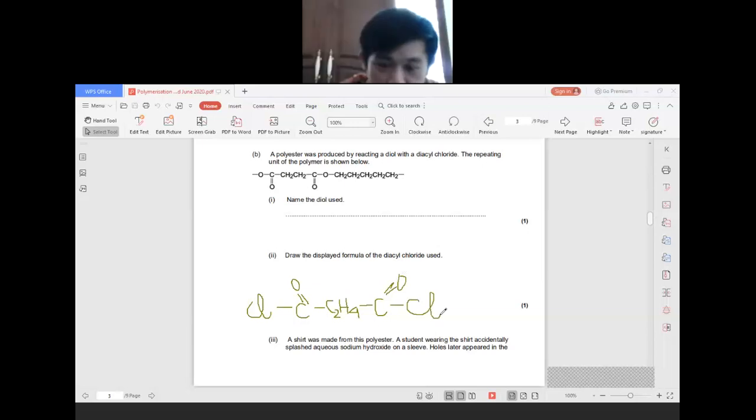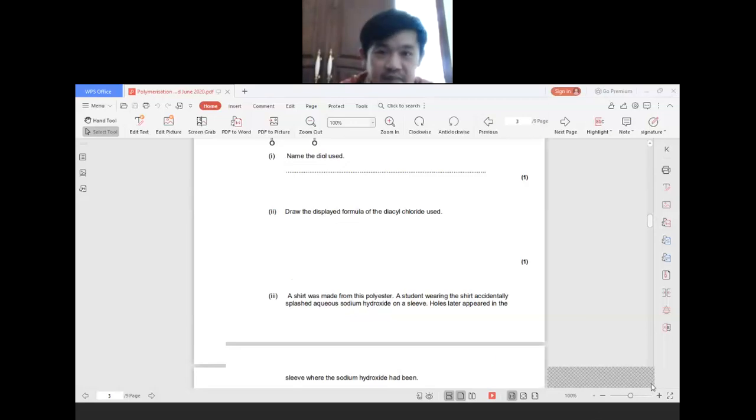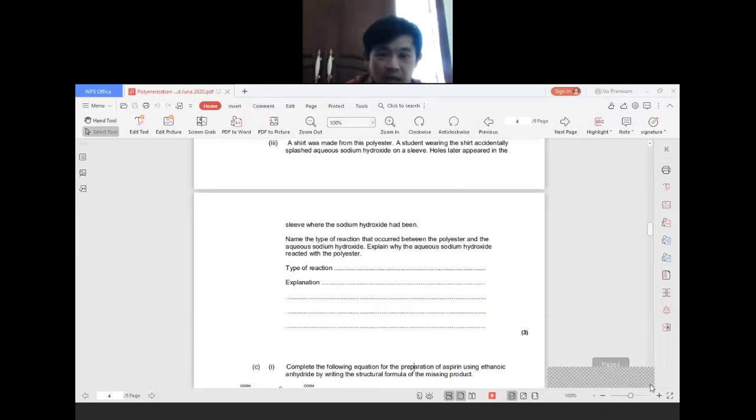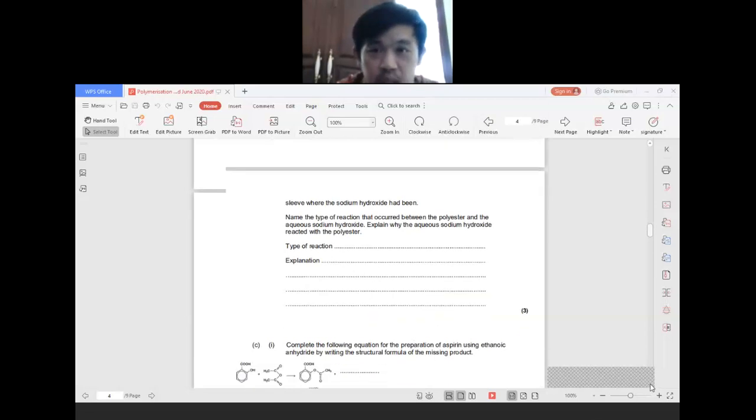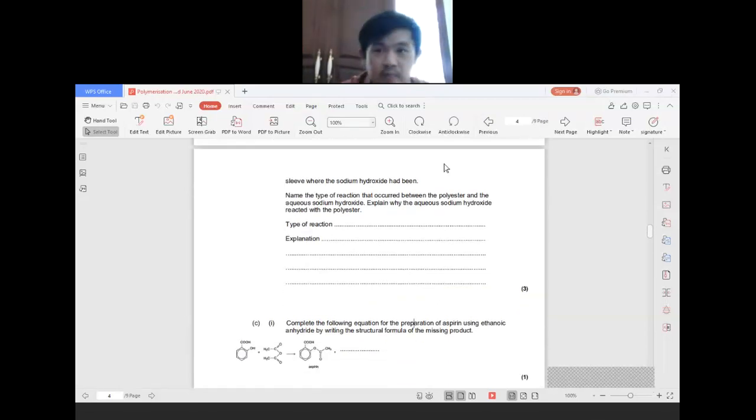A shirt was made from this polymer. A student wearing the shirt accidentally splashed aqueous sodium hydroxide on a sleeve. That's not good. Holes later appeared in the sleeve where the sodium hydroxide had been. Name the type of the reaction that occurred between the polyester and the aqueous sodium hydroxide.